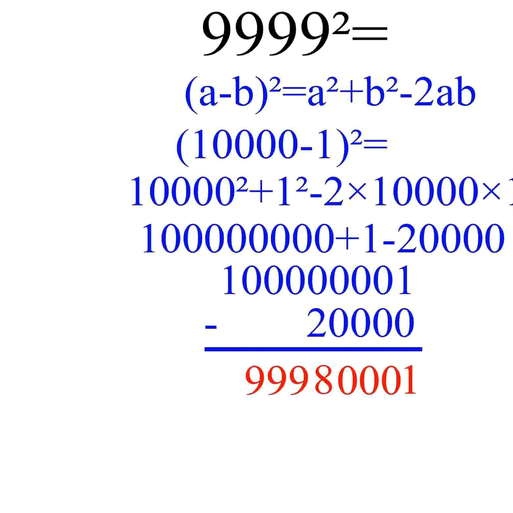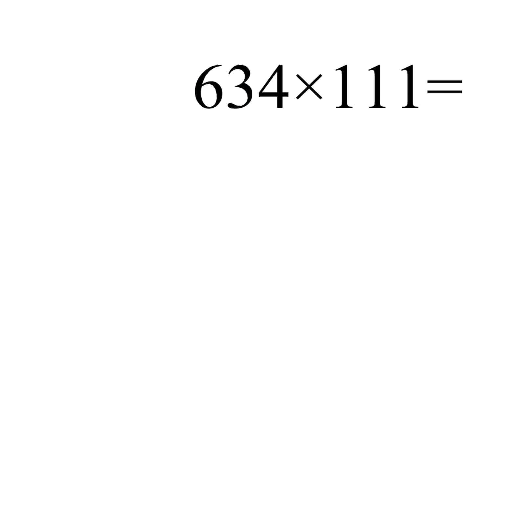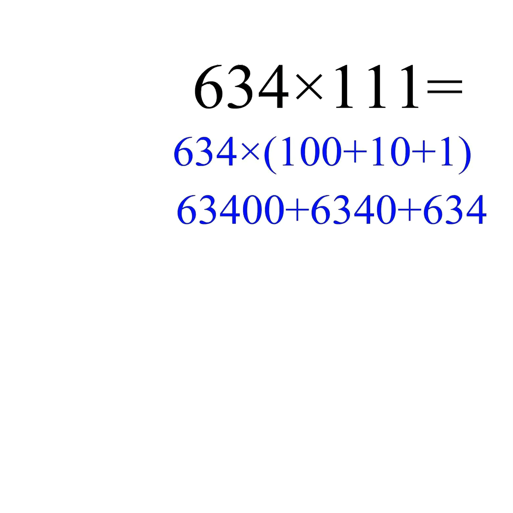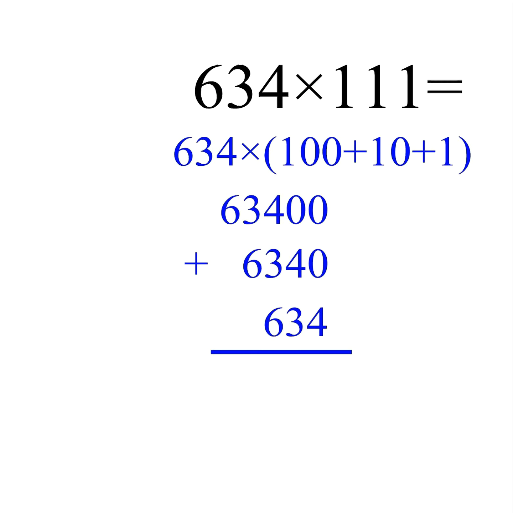Okay, now here to multiply into 111, we should write it as 100 plus 10 plus 1 and use the distributive property, and that would be equal to this. And as a practice, I want you to find its rule, the rule of multiplying into 111 fast. Okay?